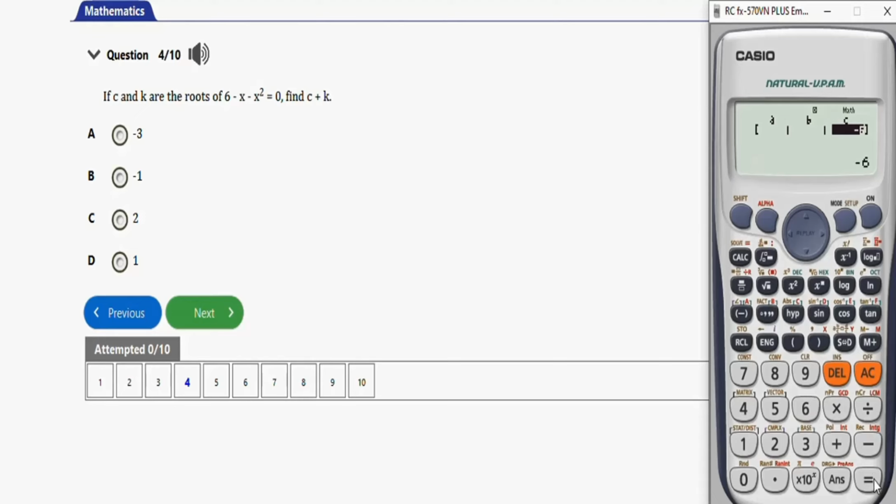So let's press equal to. We have x1 to be 2 and x2 to be negative 3. So to evaluate c plus k, it will now be 2 plus minus 3. Plus times minus will give you minus, so it will be 2 minus 3, which will give you negative 1. So the right option to this question is option B, negative 1. So that's it for this question.